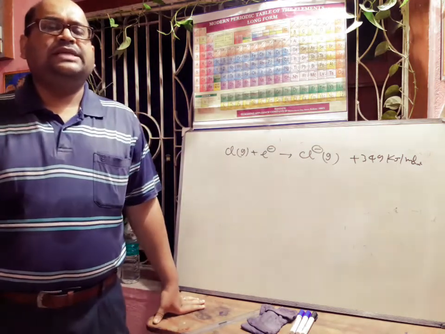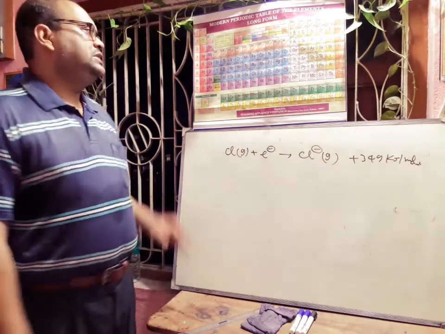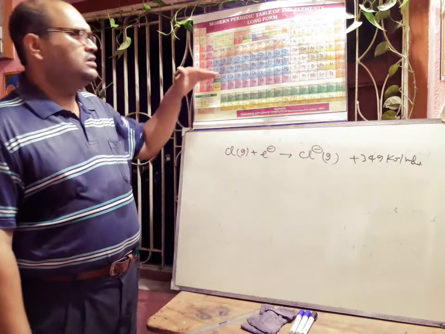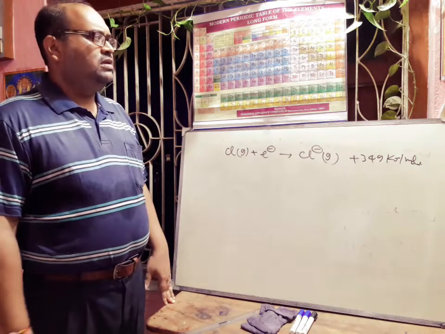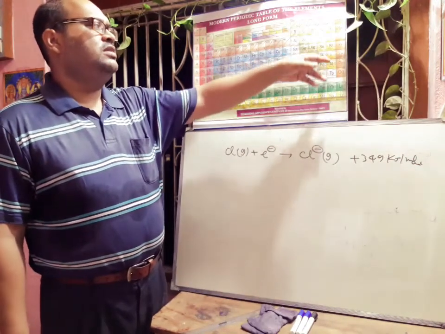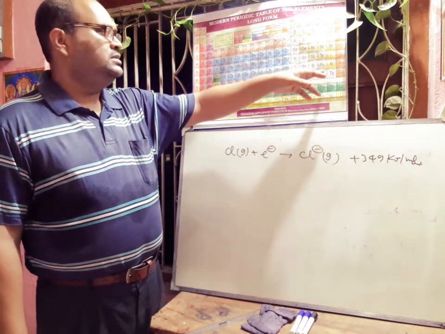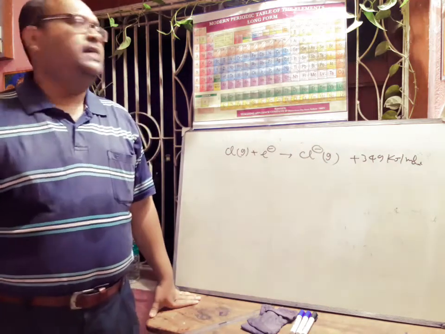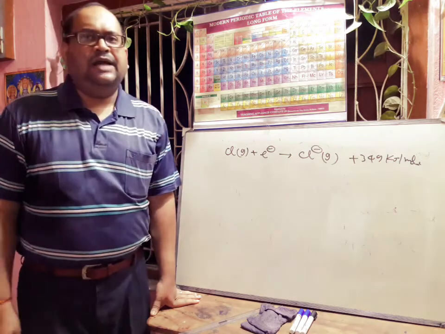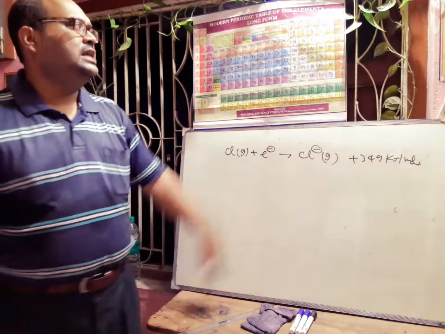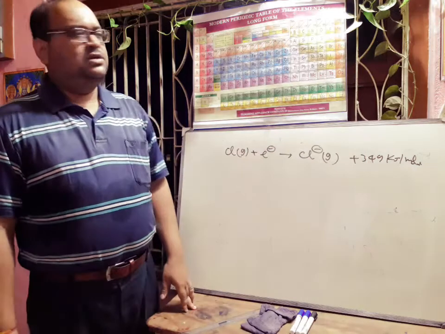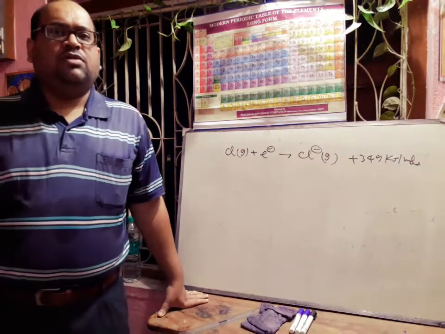Next we will discuss the variation of electron affinity in the periodic table. Generally if we go from left to right in a period, the electron affinity value will increase. But whenever we are going down in a group, like fluorine, chlorine, bromine, iodine and astatine, the electron affinity value will decrease. But there is some anomalous behaviour: chlorine has more electron affinity compared to fluorine. Now what is the cause?